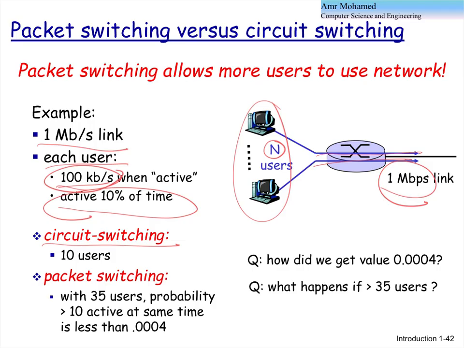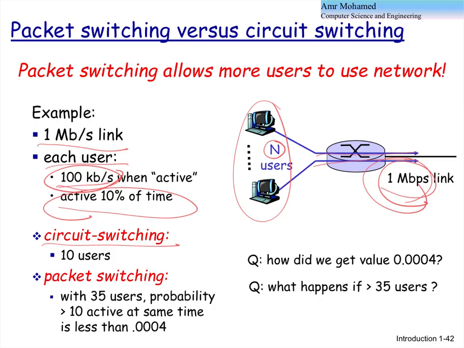Let's see what happens in packet switching. What is the maximum n? I can't tell. Could be more than 10. In this example, it asks what if n is 35 and each one is sending at a rate of 10 kilobits per second. That doesn't work: 35 times 100 kilobits per second is a lot more than 1 megabit per second. It doesn't work.